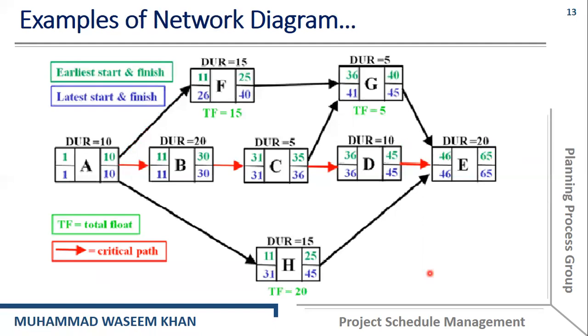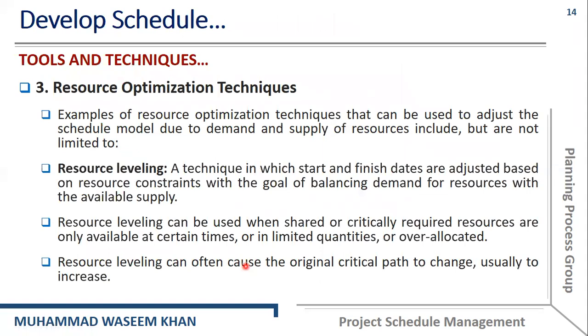Examples of network diagram. Another example is this. So if you see here, then you can see that we have a different type of node, and this is the simplest node in which we have the activity, its earliest start, earliest finish, latest start, latest finish, and the duration, and the total float given at the bottom of each activity. Okay, so this is another example of a network diagram.